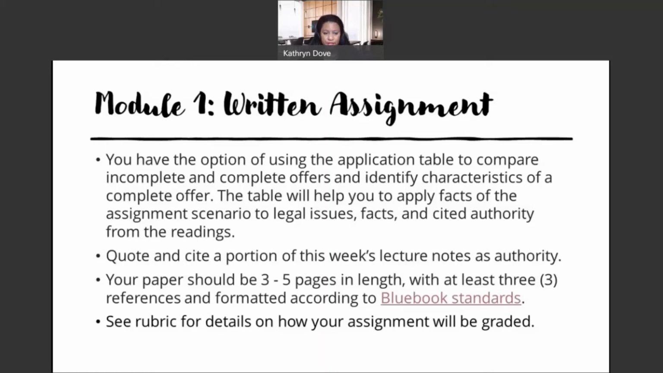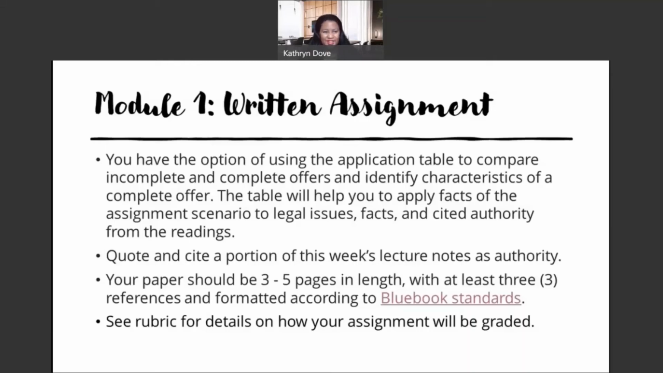So your assignment should be 3 to 5 pages in length, which is double spaced. So, that's not a lot. 3 pages double spaced is like 1.5 pages single spaced. So 3 to 5 pages with at least 3 references formatted according to Blue Book standards. See the rubric for details on how your assignment will be graded.